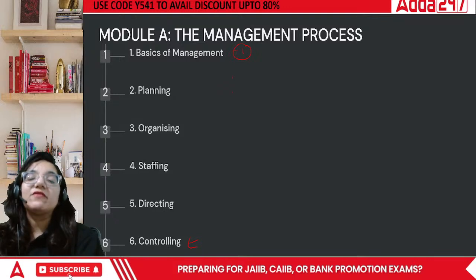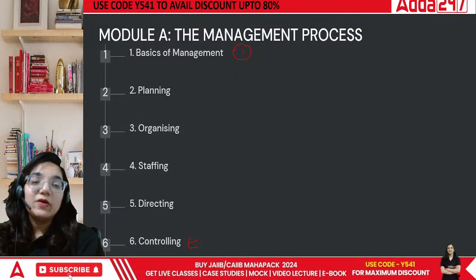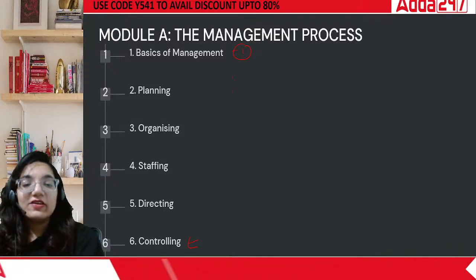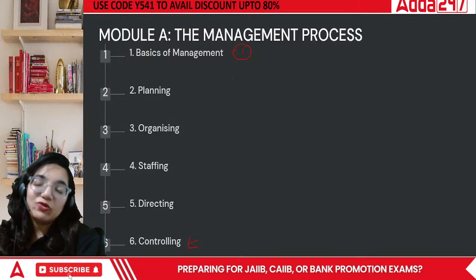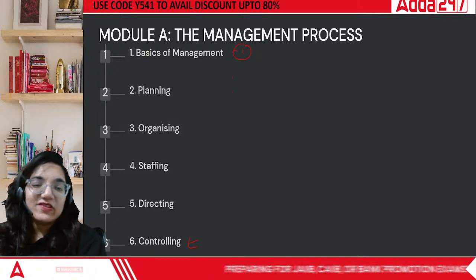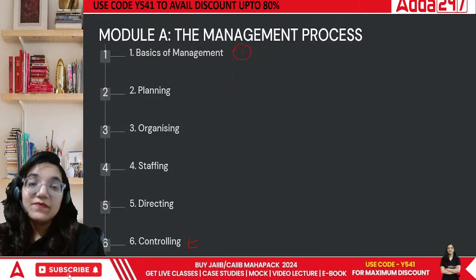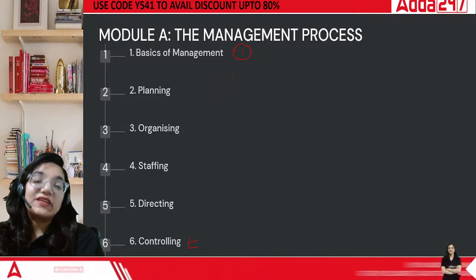They're actually called the functions of management, starting from POSDCORB. We said POSDCORB actually. After controlling, we have two more points, reporting and budgeting, which is not a part of your syllabus, so that is why it is not discussed there. So planning, organizing, staffing, directing, and controlling.